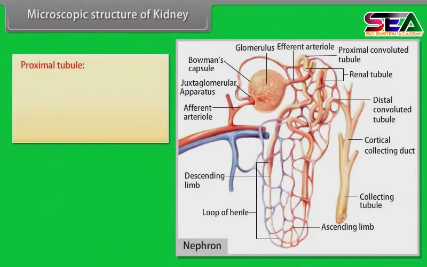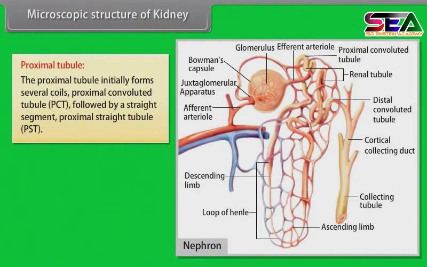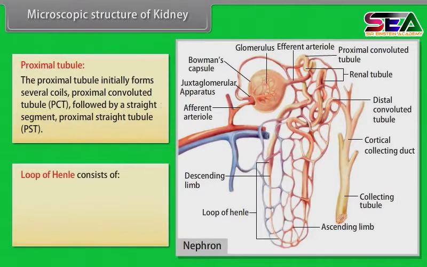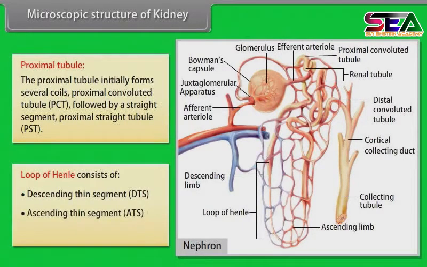Proximal tubule. The proximal tubule initially forms several coils, proximal convoluted tubule PCT, followed by a straight segment, proximal straight tubule PST. Loop of Henle consists of descending thin segment, ascending thin segment and thick ascending limb.